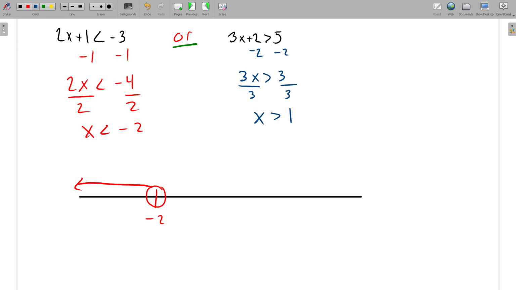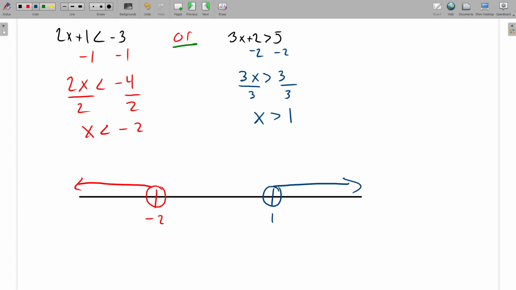Now I want to graph my other solution when x is greater than 1, so I'm going to put 1 on my number line. 1 is greater than negative 2, so it's to the right of it. Again, this is greater than, not greater than or equal to, so I have an open circle rather than a closed circle. And greater than means all of the values to the right.